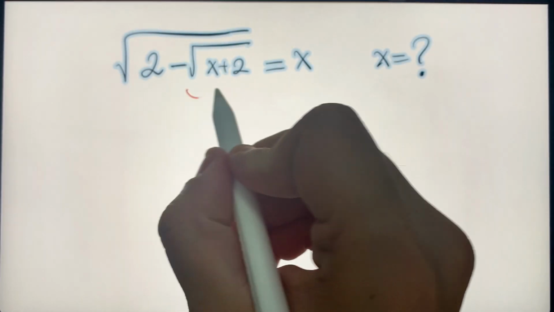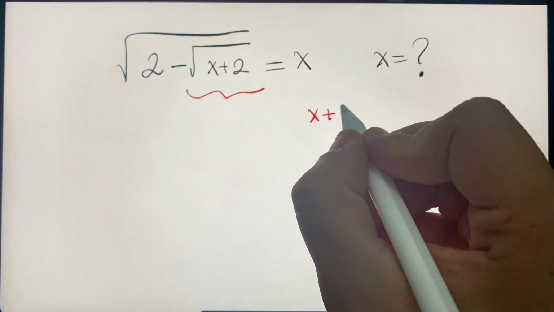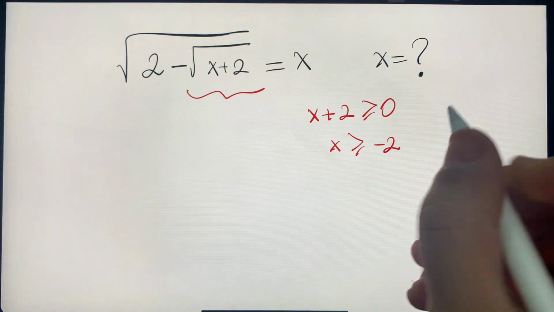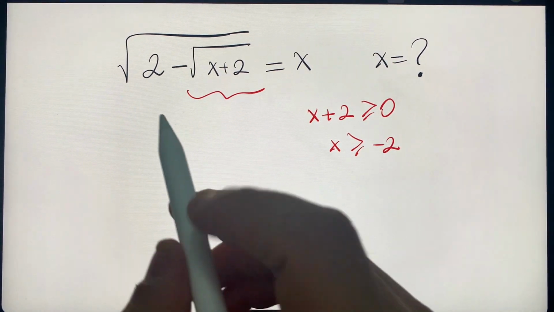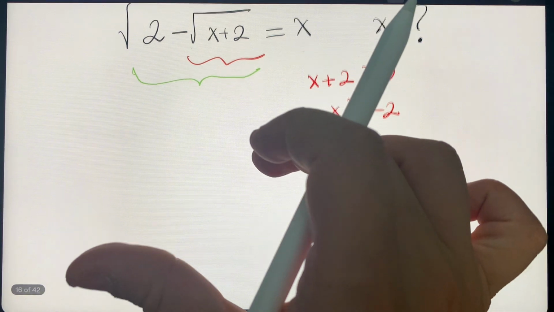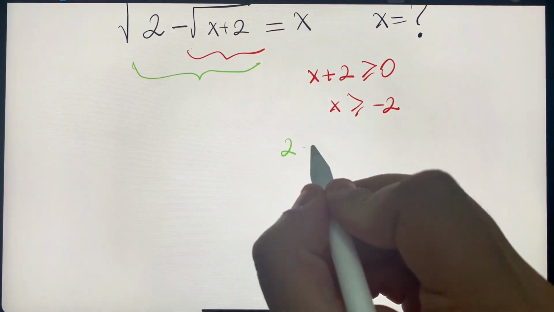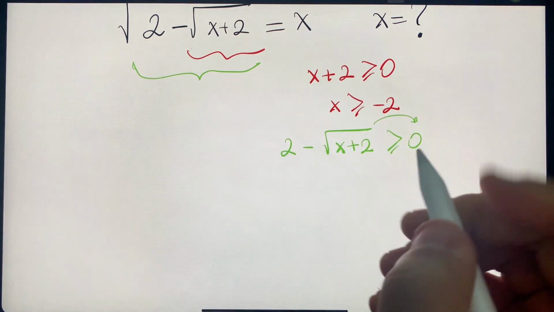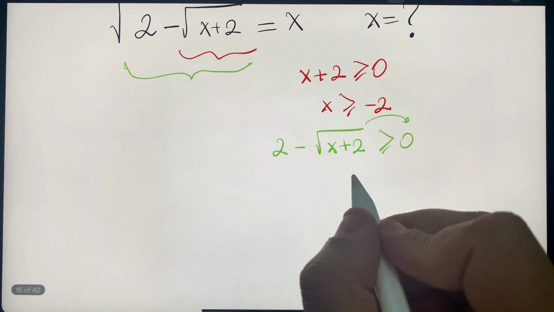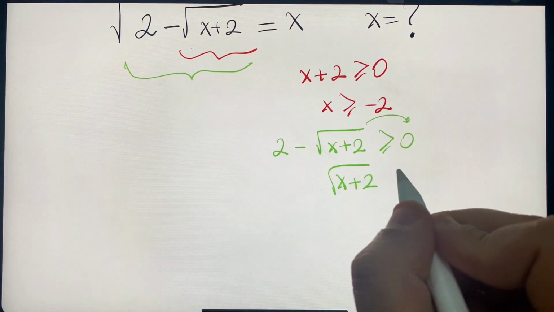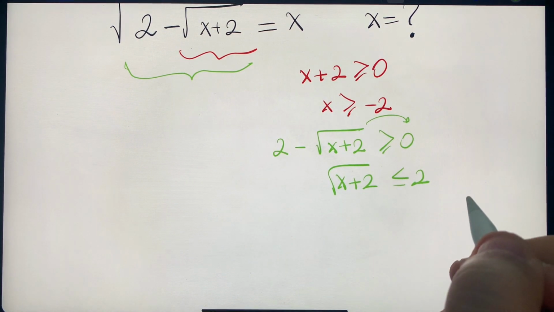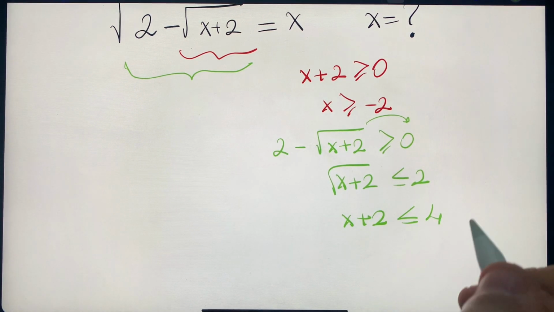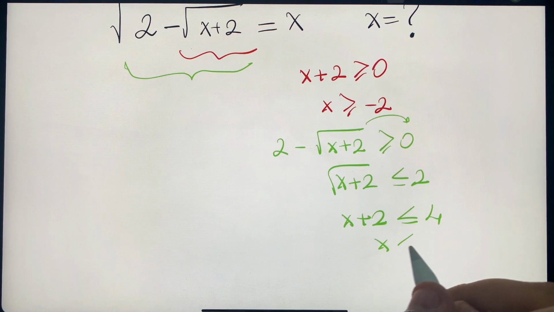So for here, absolutely, x plus 2 is greater than or equal to 0. In this case, x is greater than or equal to minus 2. Considering the second situation, with the same logic, 2 minus the square root of x plus 2 is greater than 0. So the square root of x plus 2 is less than 2, then let's square both sides. X plus 2 is less than 4. In this case, x is less than 2.